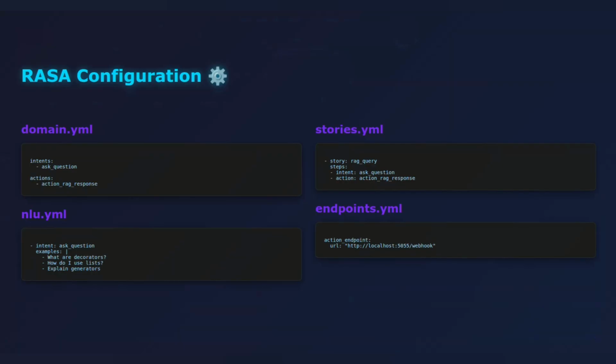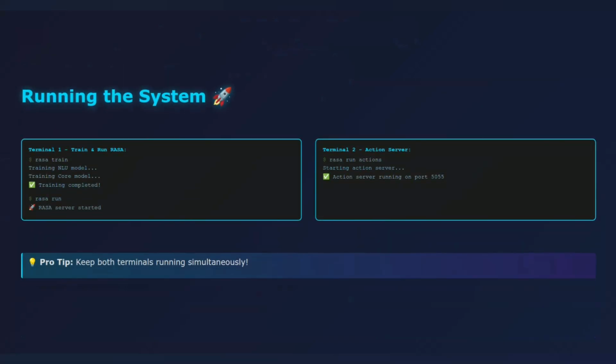Endpoints configuration. Finally, in endpoints.yml, we specify where our action server is running. By default, it's localhost on port 5055. All right, moment of truth. Let's get everything running. First, we need to train our RASA model. This processes all our training data and creates a machine learning model. This takes a minute or two.